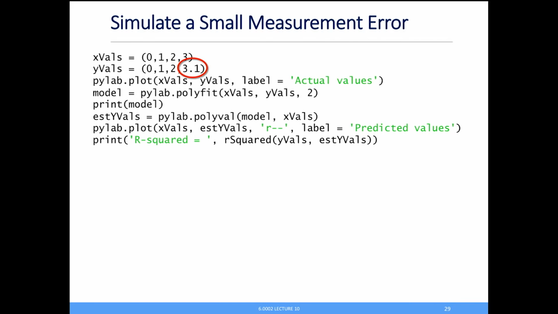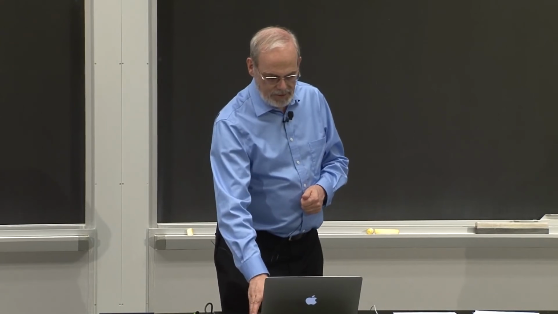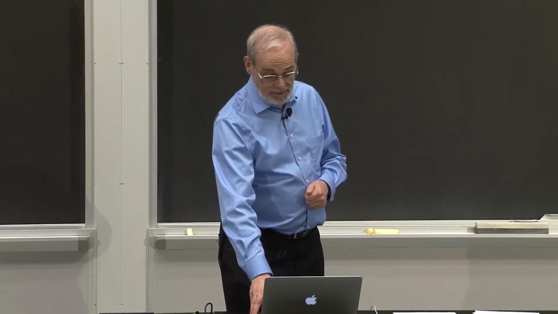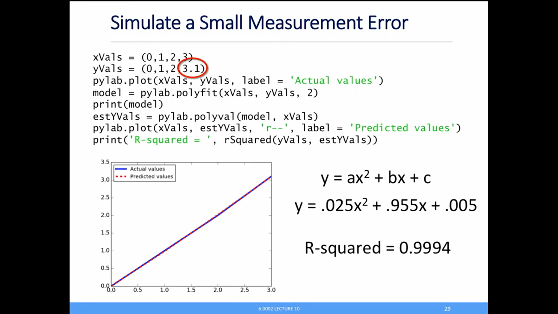Again, I can plot them. I'm going to fit a quadratic to them. I'm going to print out some information about it and then get the estimated values using that new model to see what it should look like. I'm not going to run it. I'm just going to show you the result. I get a really good R-squared value. And there's the equation it comes up with.